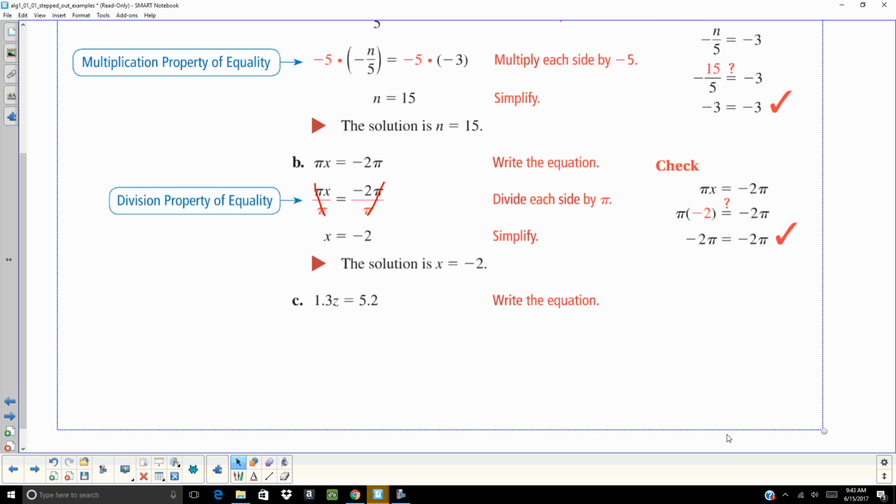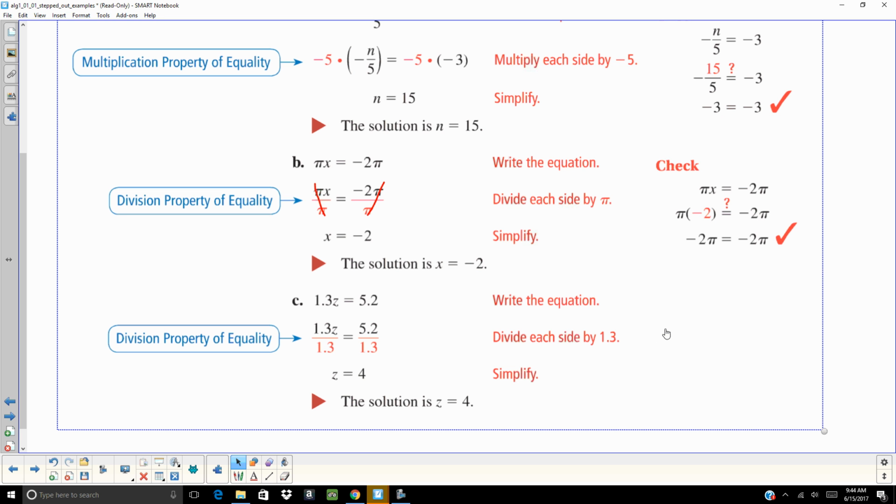And our last one, we've got some fractions. I've got 1.3z equals 5.2. Well, it's multiplying, so I ask myself, what's the opposite of multiplying? Dividing. So I'm going to divide both sides by 1.3. And if you notice, I use that fraction bar now to show division. And I get z equals 4.